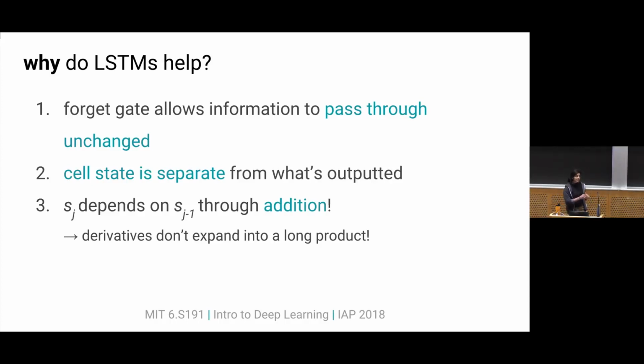Finally, I didn't indicate this explicitly in the diagram, but the way that the update step happens is through an additive function, not through a multiplicative function. So when we take the derivative, there's not a huge expansion.